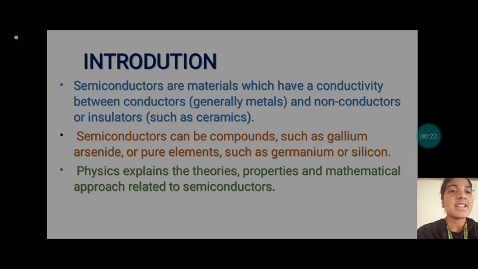Introduction. Semiconductors are materials which have a conductivity between conductors and non-conductors or insulators. Semiconductors can be compounds such as gallium arsenide or pure elements such as germanium or silicon. Physics explains the theories, properties and mathematical approach related to semiconductors.